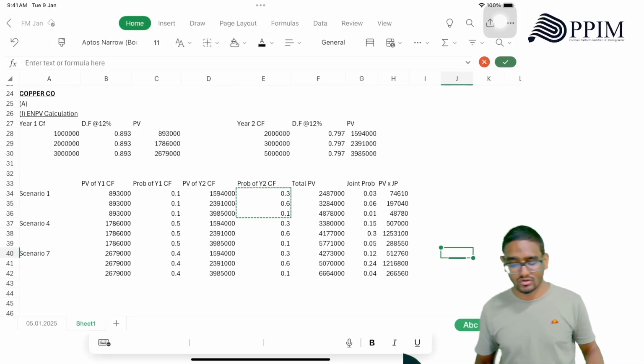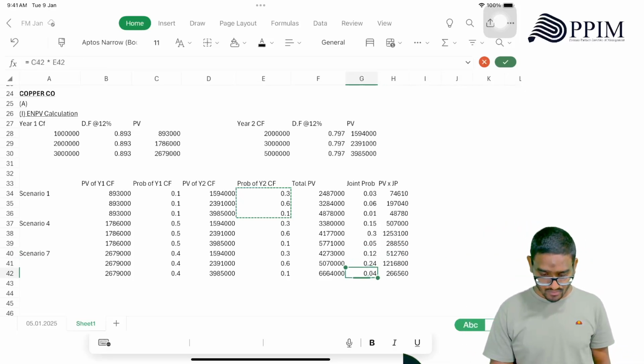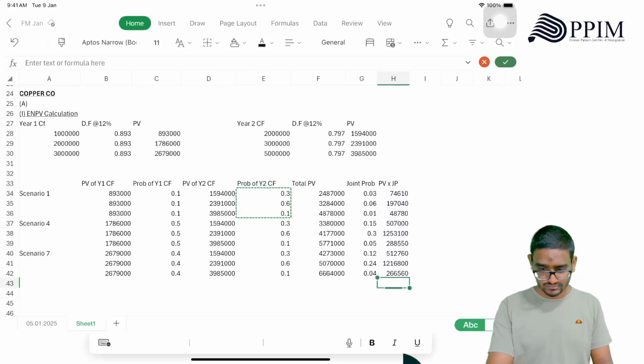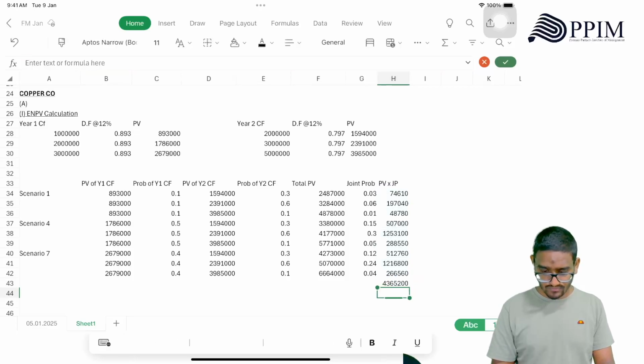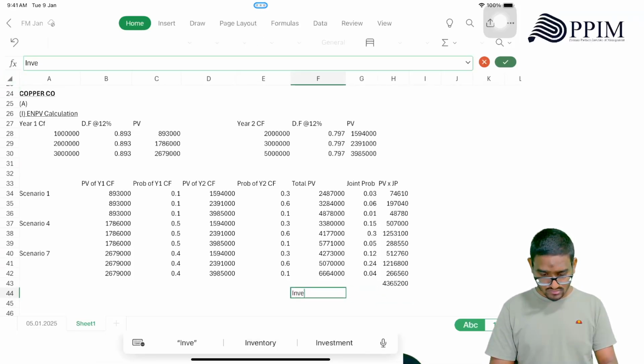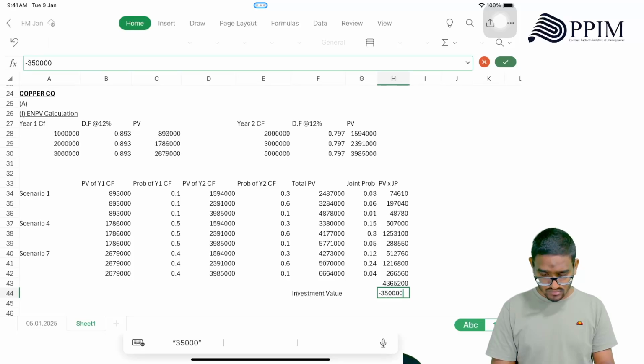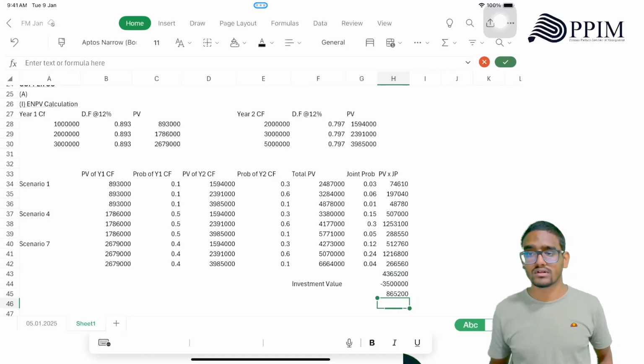Yeah. So if you want to calculate your total PV, you can take the total. This is fine. Okay, total. You get 4.365. You can minus your investment value. What is your investment value? I think 3.5 million. $865. Same answer you got.